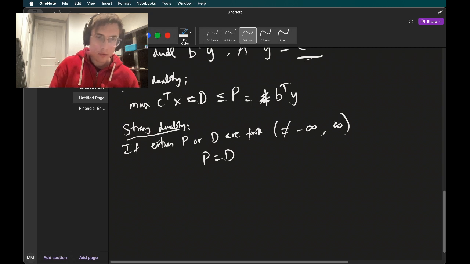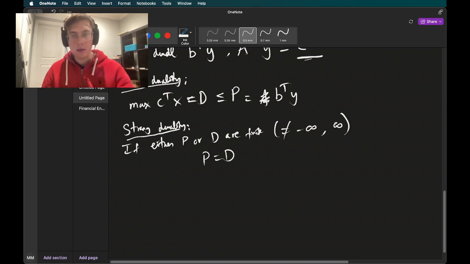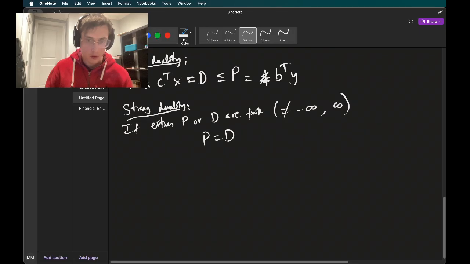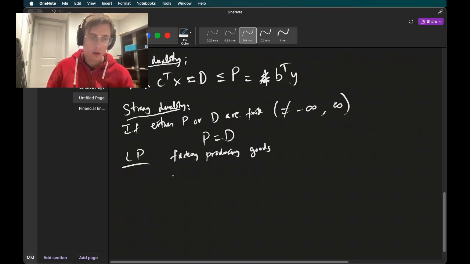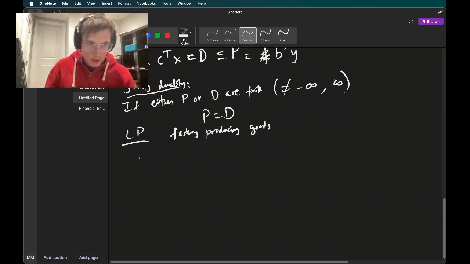So I guess to have an understanding of what p and d is, I'm going to go over another example of a linear program taken from Wikipedia. So in this example, you have a factory that is producing goods. So we're trying to maximize the total money we can make by producing goods.